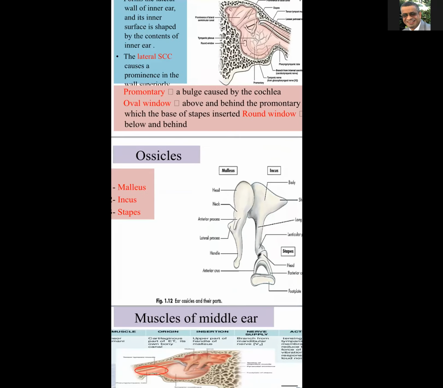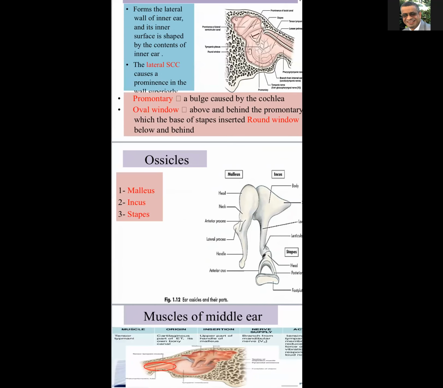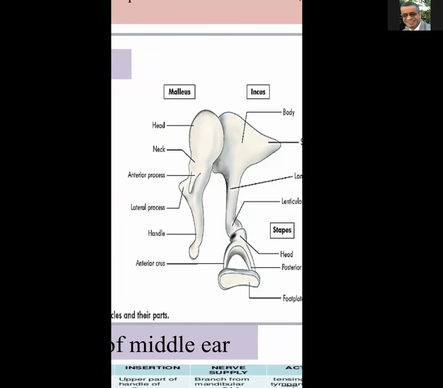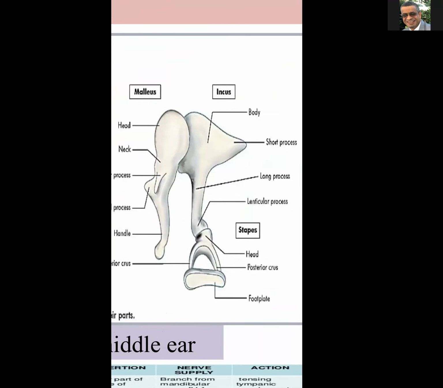We have three ossicles in the middle ear: malleus, incus, and stapes. The malleus consists of head, neck, anterior process, lateral process, and handle. This will articulate with the incus. The incus is composed of body, short process, long process, and lenticular process. And the incus will articulate with the stapes, which is composed of head, anterior and posterior crus, and footplate.